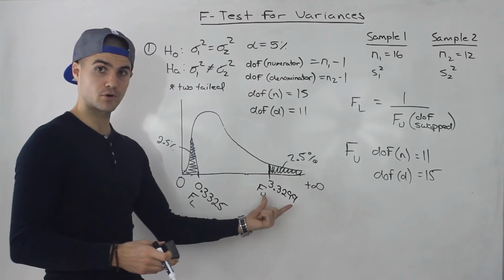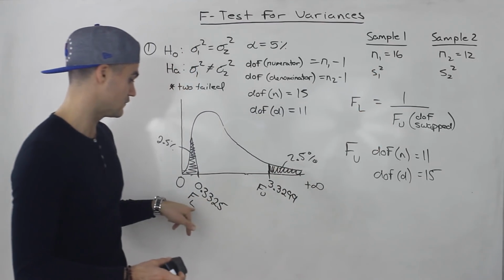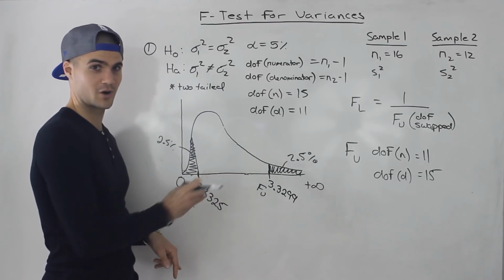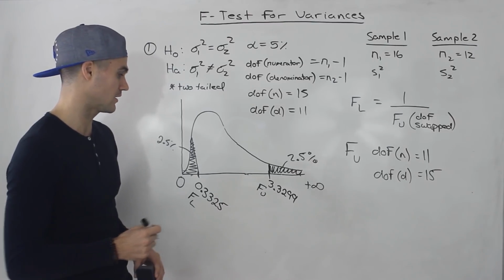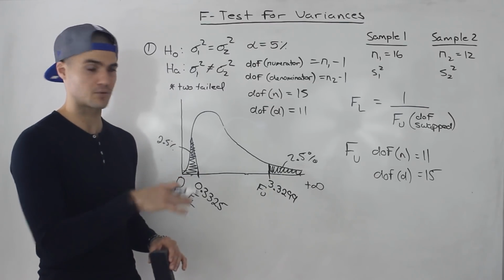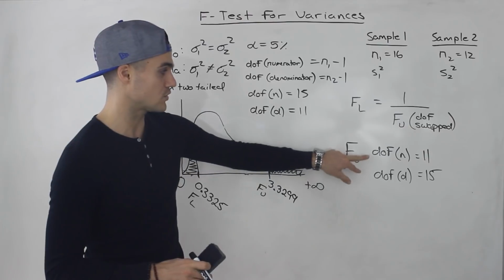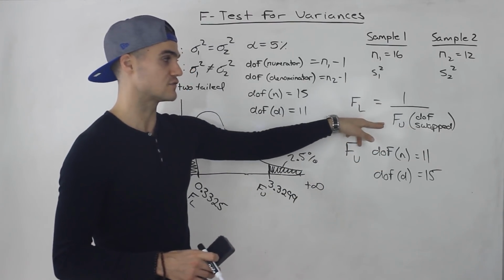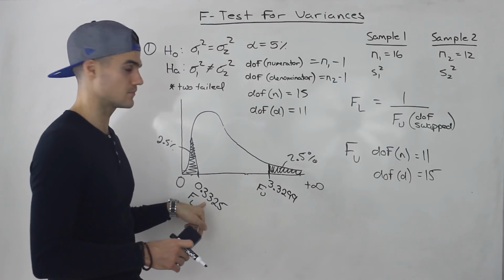And then when you get that upper critical value, what you do is you take 1 and divide it by that. And that will give you the lower critical value for this distribution. All right, so hopefully you got all that. As I said, it's a little bit weird, a lot easier to just get it with your calculator, but if you do have to get it with your table, that's how you have to do it. You have to find the upper critical value when the degrees of freedom are swapped, and then take 1 and divide it by that upper critical value to give you this value over here.